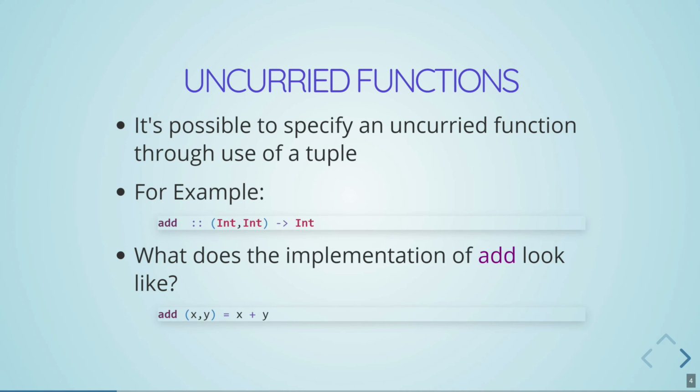So an example of this with the add function from before is we take those two, instead of separating them by the arrow operator, we take the two inputs and we group them into a tuple. And the implementation is going to look like a tuple as well when we write the arguments.